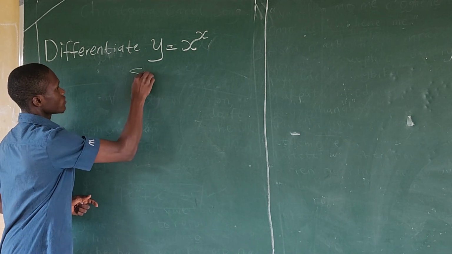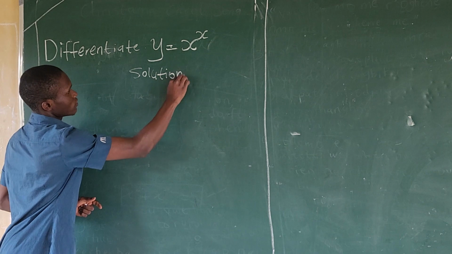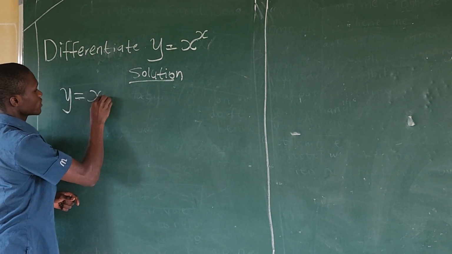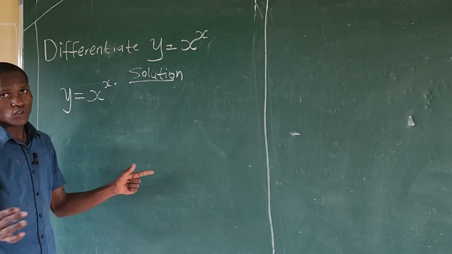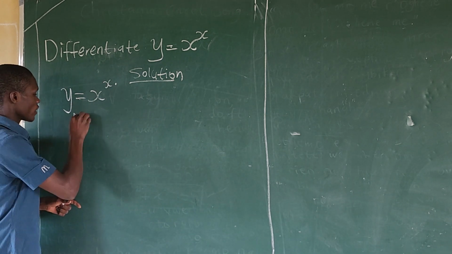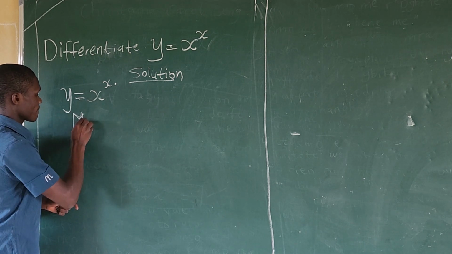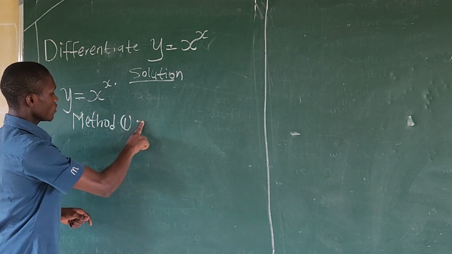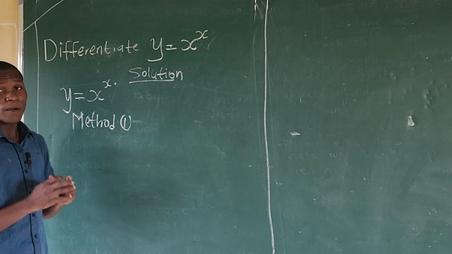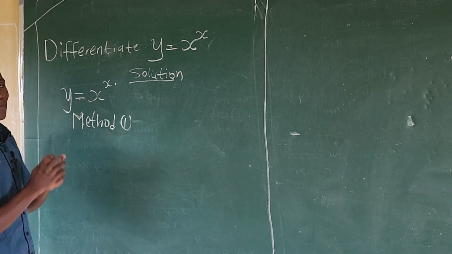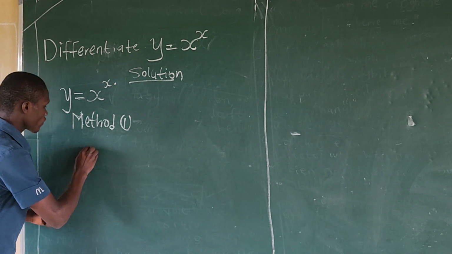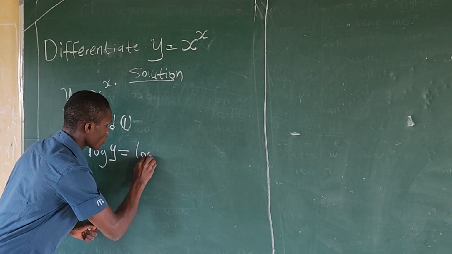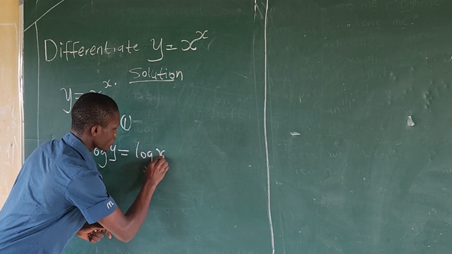So seeing this kind of equation, what are we going to do first? We're going to say solution. We bring down the question, which is y equals x to the power of x. I'm going to write Method 1 for the first method. Using Method 1, the first step is to take the log of both sides, so I'm going to have log y equals log x to the power of x.